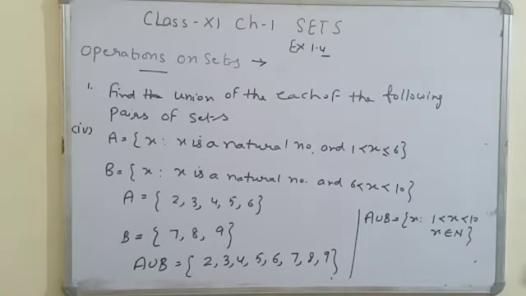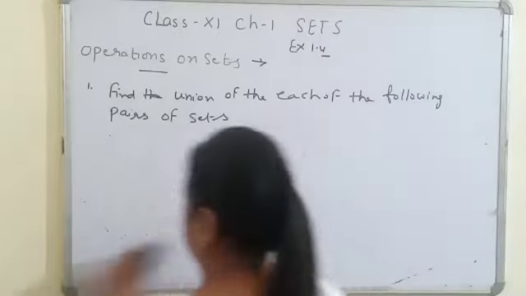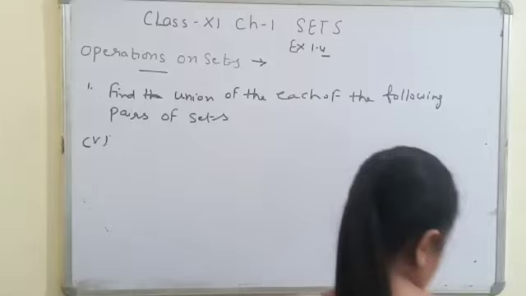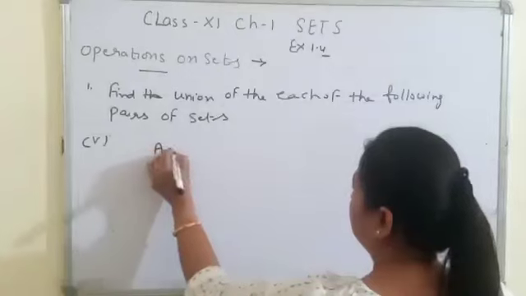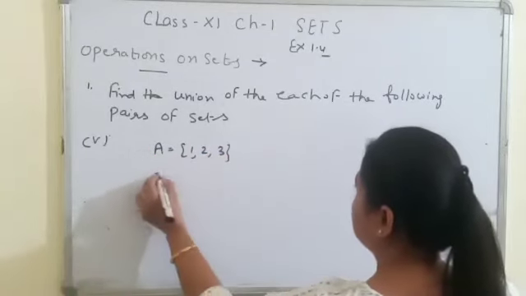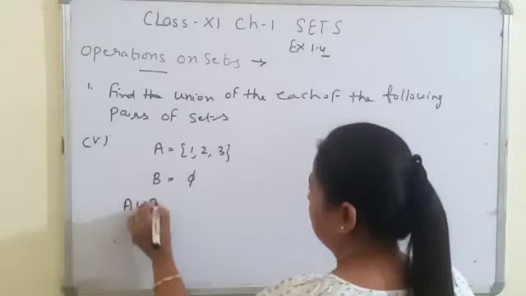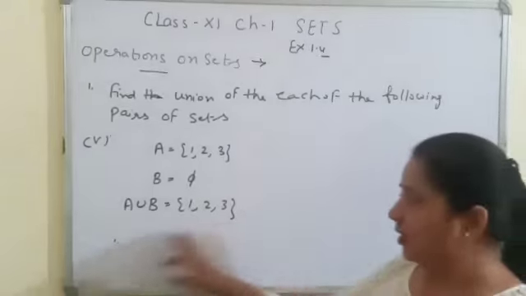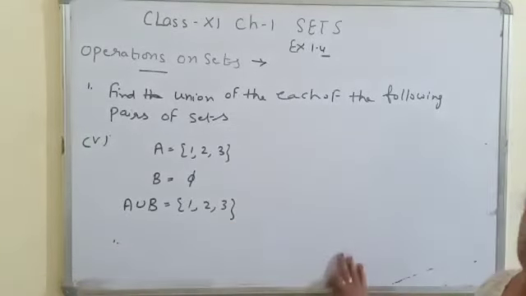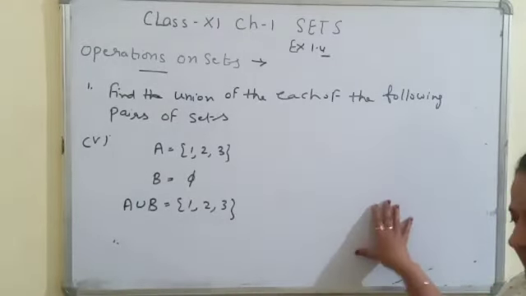Part 5. The fifth part of this question is: set A has the elements 1, 2, 3 and set B has no element. So what's A union B? A union B is equal to 1, 2, 3, because set B is an empty set. There is no element. So A union B is 1, 2, 3. This was the first question. Hope you can easily find the union of two sets.